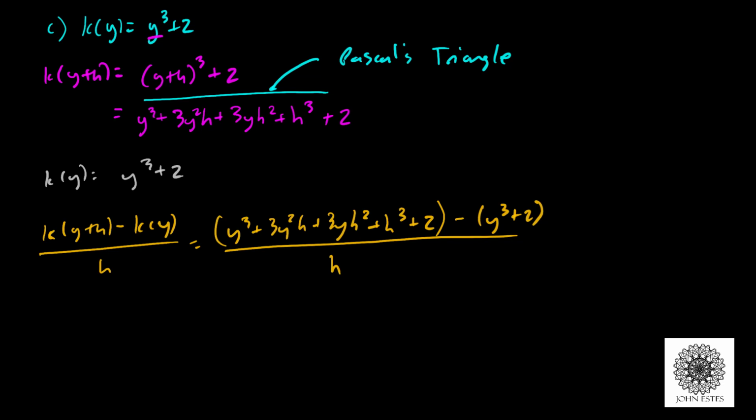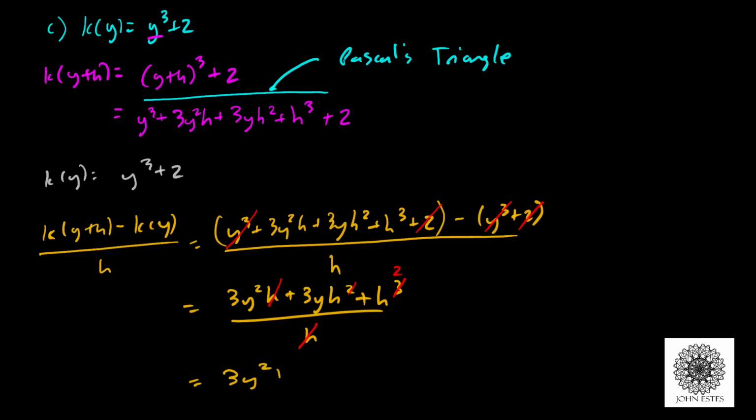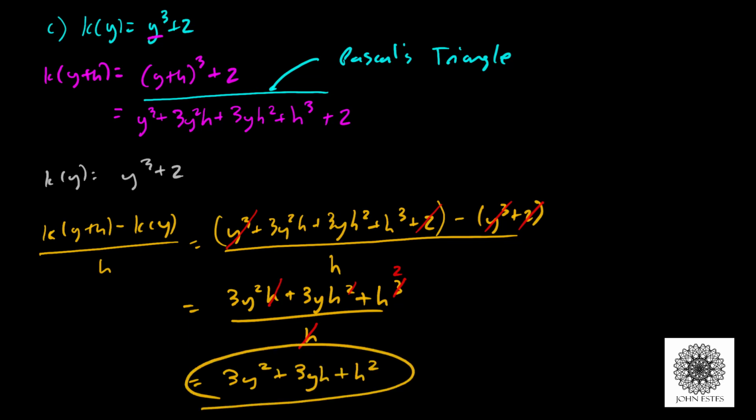Now notice here, I can combine like terms in my numerator. I have y cubed minus a y cubed, and I have a 2 minus a 2. So then finally I end up with 3y squared h plus 3yh squared plus h cubed all over h, and now every term also has an h in it, so I can cancel those out as well, and my difference quotient finally is 3y squared plus 3yh plus h squared, and there it is.